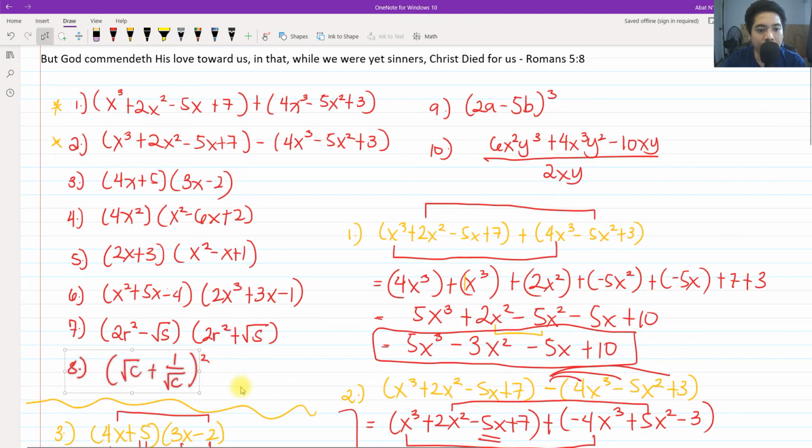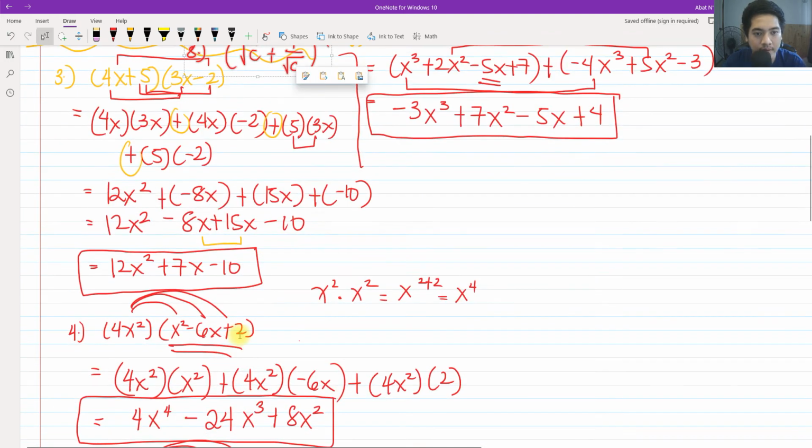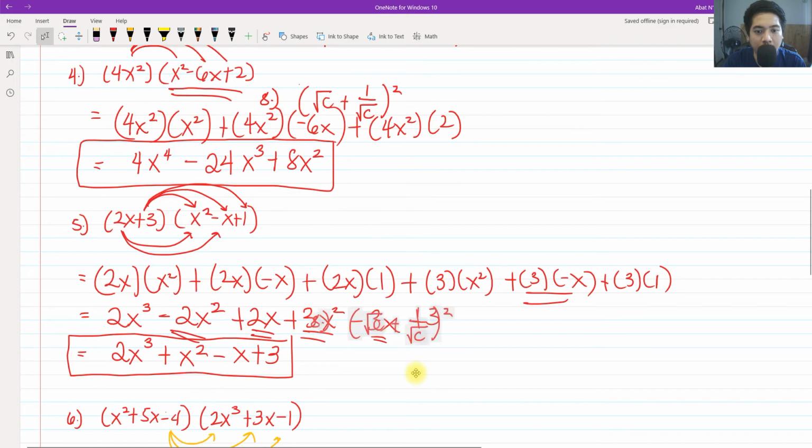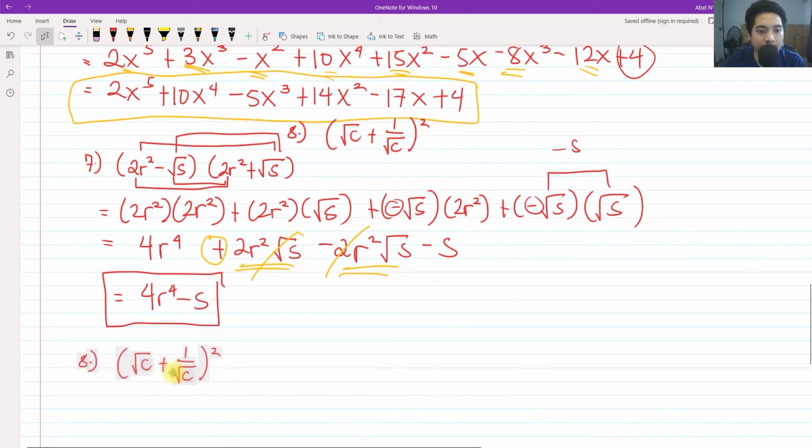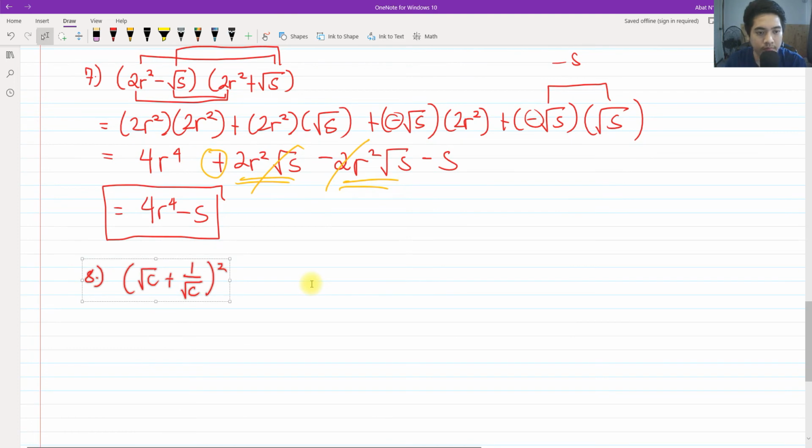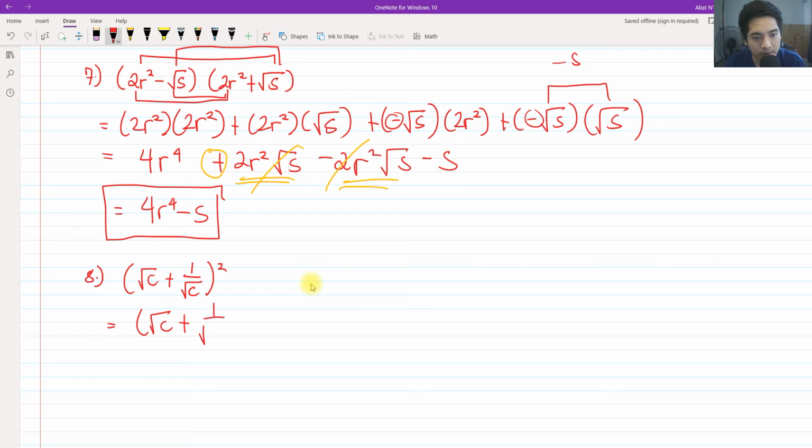And then for number 8, another one here is another product of two binomials, which includes square root. So we can rewrite this as square root of c plus 1 all over square root of c, then multiplied by square root of c plus 1 all over square root of c. Because it's squared, it means it is multiplied, in two binomial form. So again, we can FOIL.